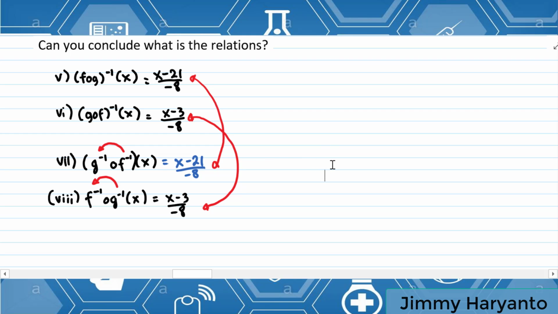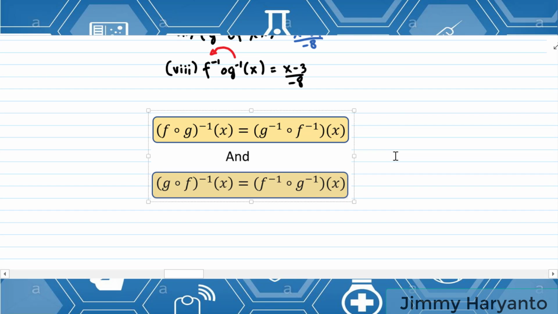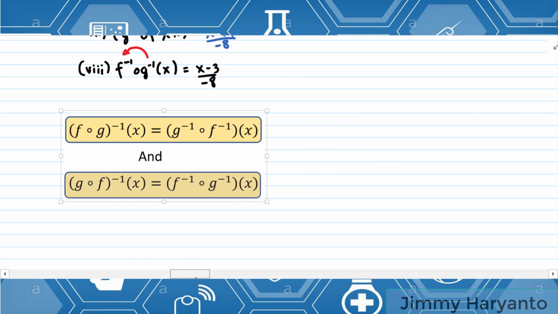Okay, what is the relation? Take a look at this. So the relation will be f of G inverse is the same with G inverse of f inverse. Okay, G of f inverse is the same with f inverse of G inverse. Jadi urutannya kebalik ya. Kalau pertamanya f o g, di sini jadi G of f. Di sini G of f jadinya f o g, tapi ada inverse-nya.